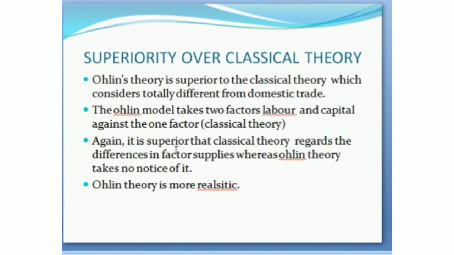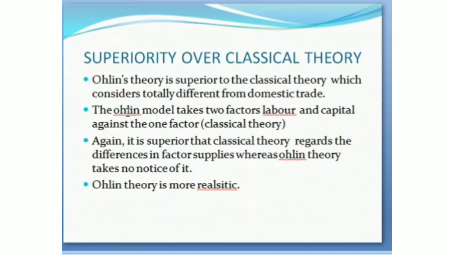Next comes superiority over classical theory. Ohlin's theory is considered superior, an improvement over the classical theory of international trade in many respects. Ohlin's theory is superior to the classical theory in that it regards international trade as a special case of interregional or interlocal trade, as distinct from the classical theory, which considers international trade totally different from domestic trade.